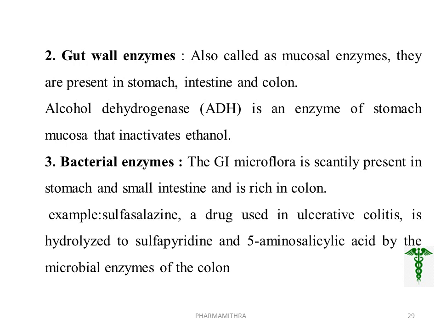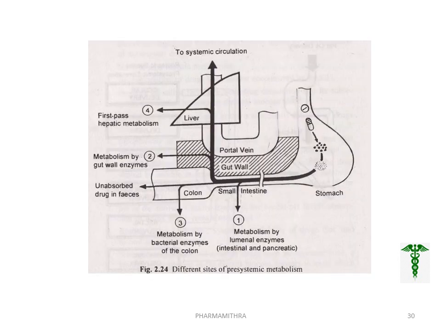Third is the bacterial enzyme. That is, the GI microflora present in stomach and small intestine and is rich in colon. Example, sulfasalazine, a drug used in ulcerative colitis, is hydrolyzed to sulfapyridine and 5-aminosalicylic acid by the microbial enzymes of the colon. These are the different sites of pre-systemic metabolism.